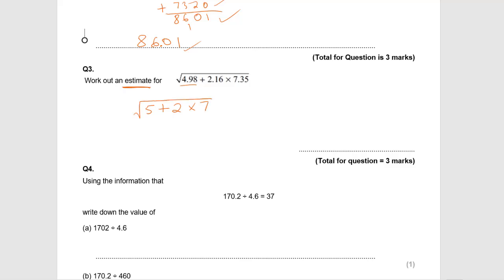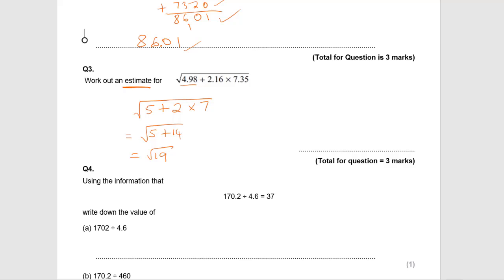Now BIDMAS, before we do the square root. So times first. 5 add 7 times 2 is 14, so 5 add 14. So square root of 5 add 14, which is square root of 19. Now we've got square root of 19, which is not a perfect square number, so we need to estimate that as well.